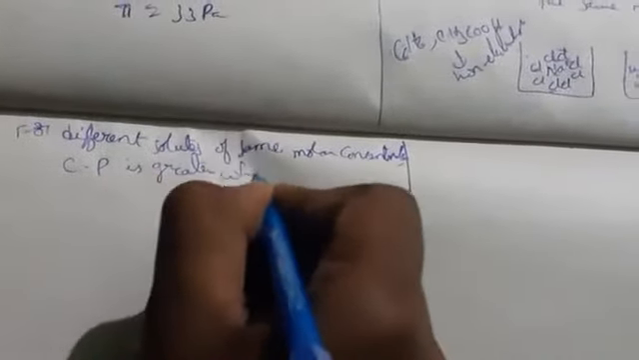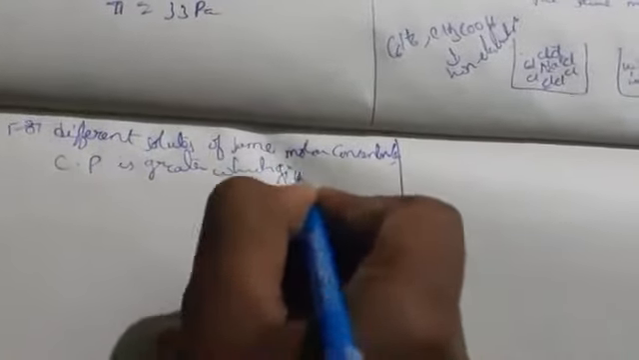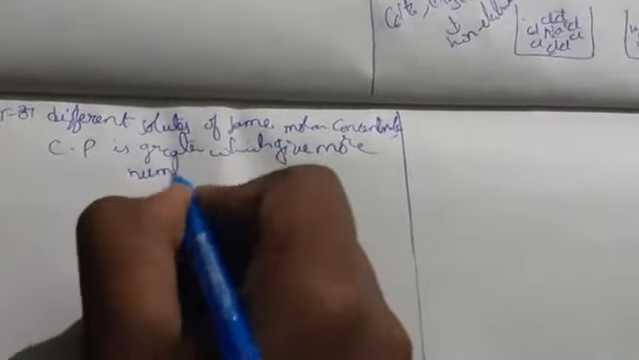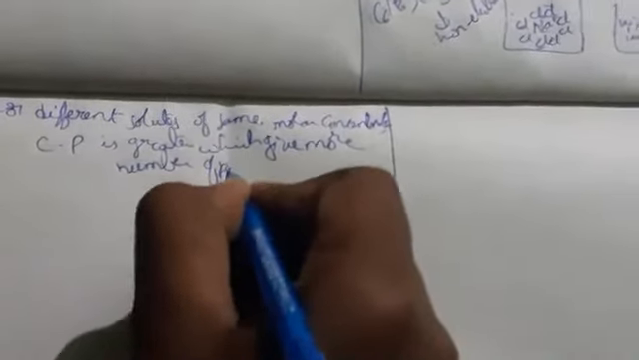So that only we can say. By this we can say for different solutes of the same molar concentration, the colligative property is greater for the one which gives more number of particles, okay, on ionization.